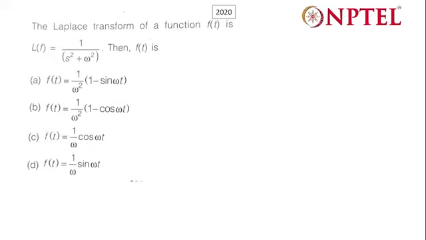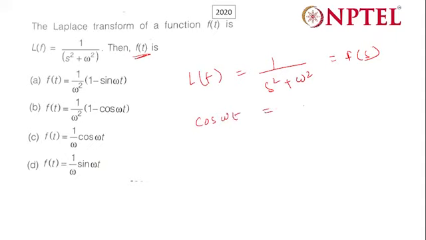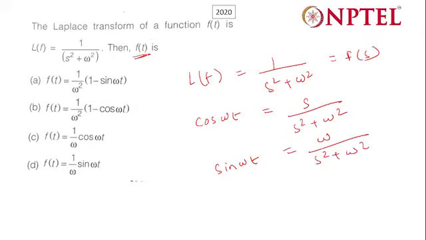This is again inverse Laplace transform. So your Laplace transform is 1 upon s square plus omega square. This is your F(s). They are asking the value of f(t). So we know that the Laplace transform of cos omega t is s divided by s square plus omega square, and sine omega t is omega divided by s square plus omega square. So it will be 1 by omega sine omega t. Here only this option is given, 1 by omega sine omega t. So our option D will be correct. Understood this?